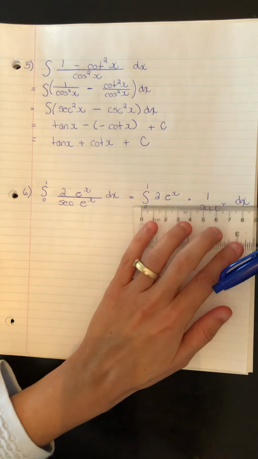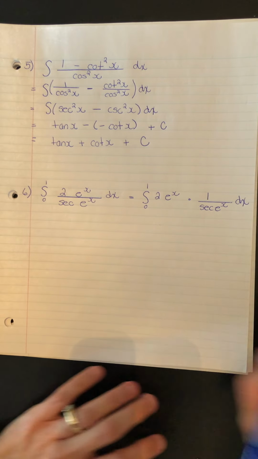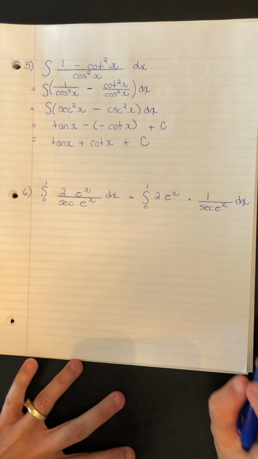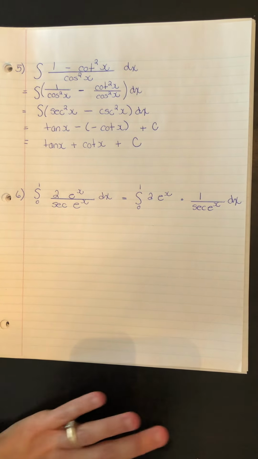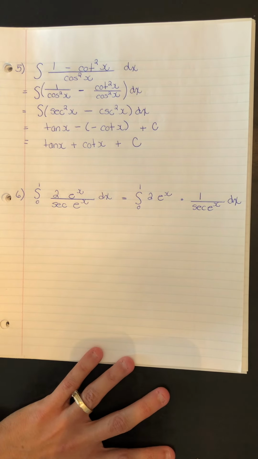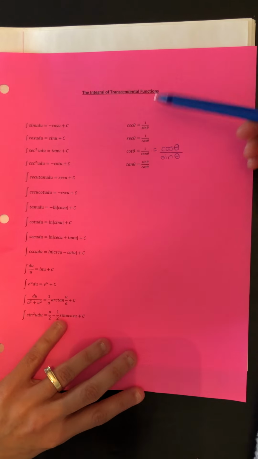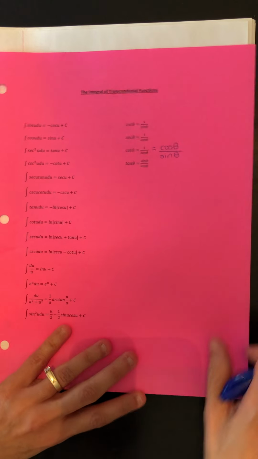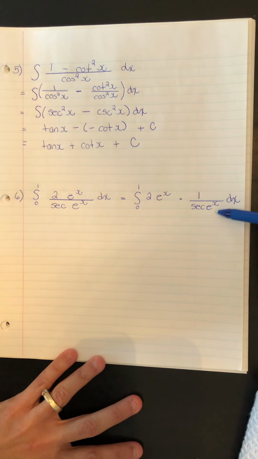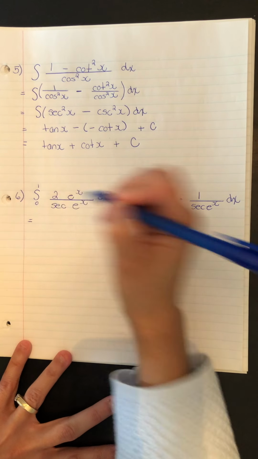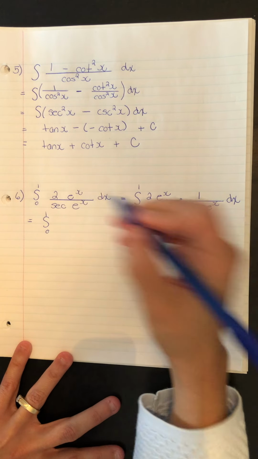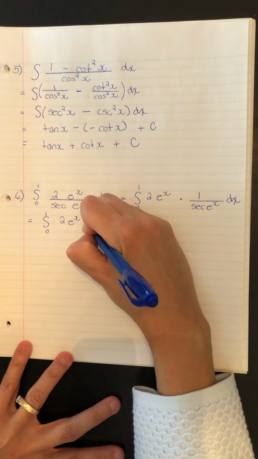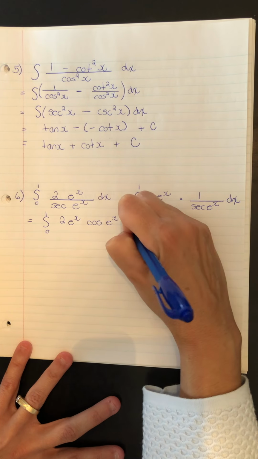So hopefully you can see that this is the same as this, right? And 1 over secant, what would that be? Well, since 1 over cosine is secant, that means 1 over secant is cosine. So right here, this is the same as cosine of e to the x. So I'm going to do that in the next step. Okay, so 1 over secant of e to the x is the same as the cosine of e to the x.